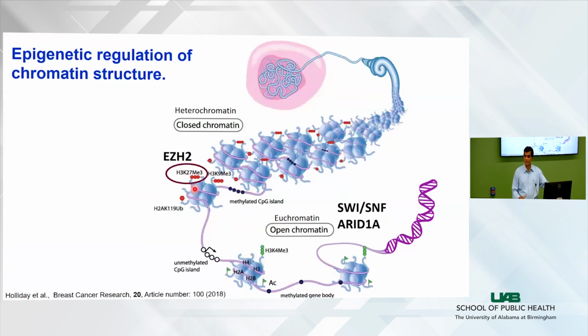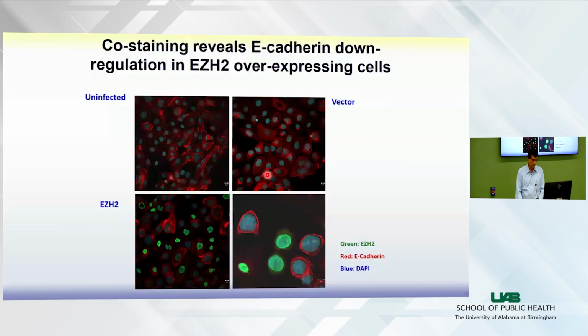But if there is EZH2, chromatin is condensed and genes are not expressed. That's why the gene expression was downregulated when we add EZH2. And we tested some of the genes, the green genes that I showed in the previous slide. For example, we looked at E-cadherin, which is an important gene. It's involved in cell-cell adhesion, and it's a cell membrane protein.